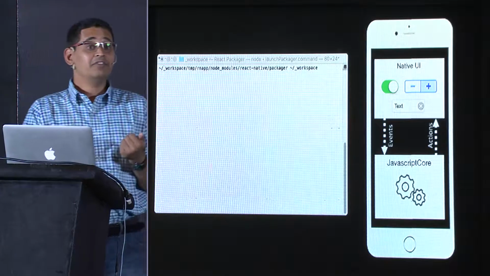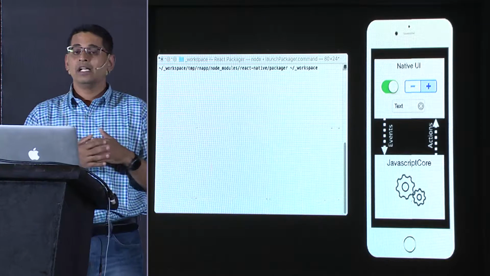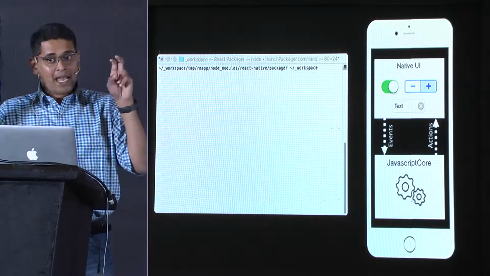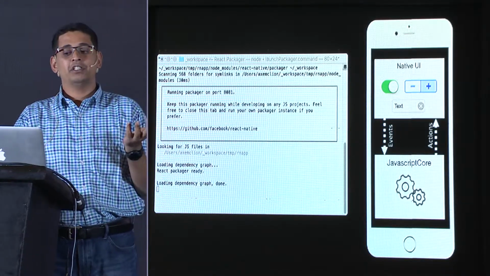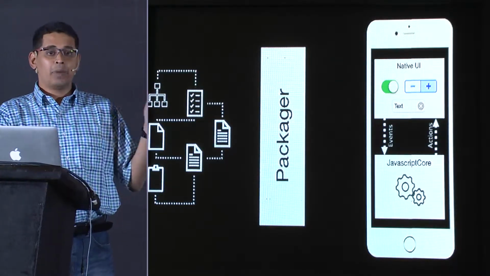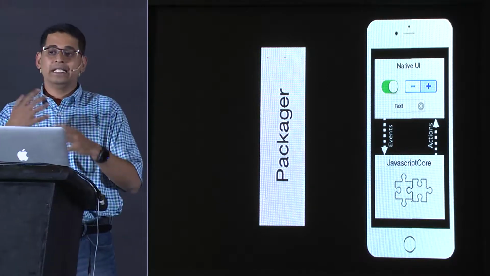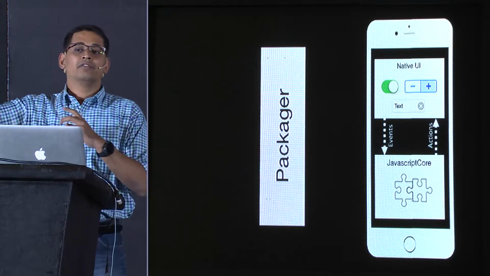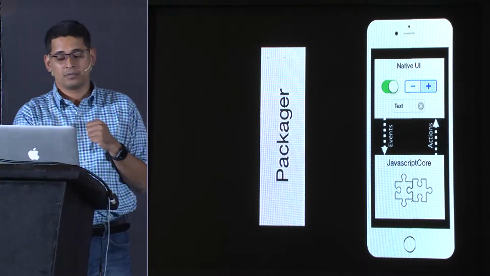Now, in fact, the whole development process is also very similar to what you do with React. Just like in React, you have Webpack and Rollup and Gulp and Grunt, you have a packager. And this packager, you just start it up on your command line, on your dev machine. And this packager basically takes all the source code that you have, bundles it together, and sends it to the JavaScript core. And the JavaScript core interprets it and sends instructions to the native UI land telling, hey, go draw a button from this location to this location. Or go draw a view from this location to the other location.